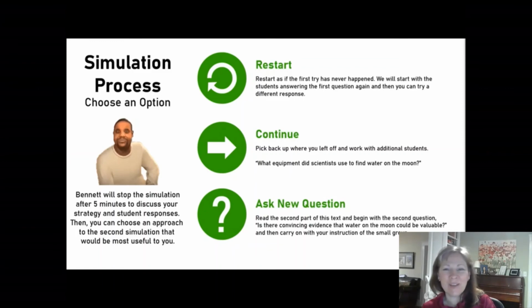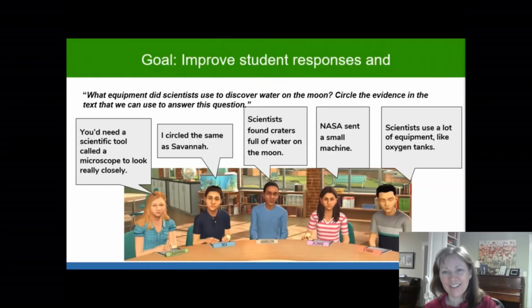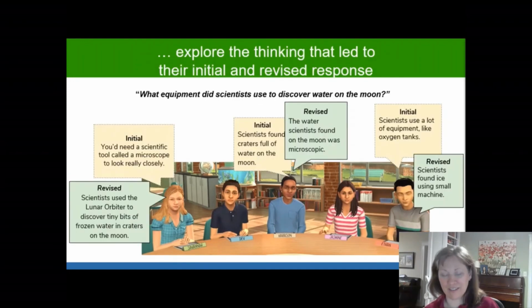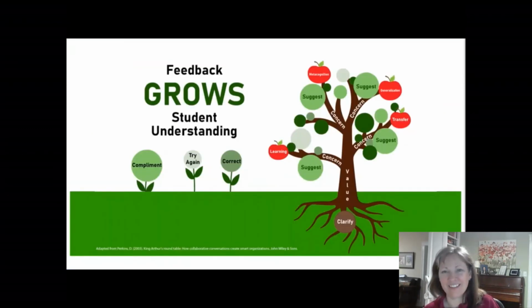Another thing that I love about this simulation is you'll have the chance to restart, just try it again like the first try never happened before, continue, or ask a new question. So we'll try to personalize your experience to get the optimal benefit for you. Remember, our goal in this simulation is to improve student responses to a nonfiction text and to then push them to explore the thinking that led to both their initial and the revised response.